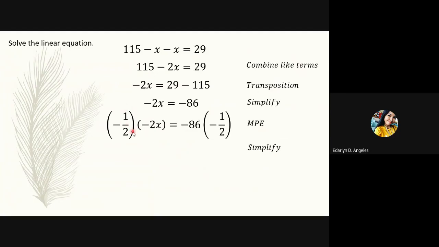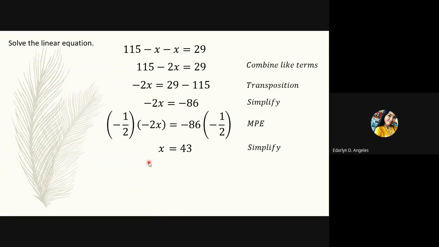What is negative 1/2 times negative 2x? That would be positive 2 over 2, or 1x, or simply x. And then that would be equal to negative 86 times negative 1/2, that's positive 86 over 2, or simply 43. So meaning to say, class, our x here is 43.